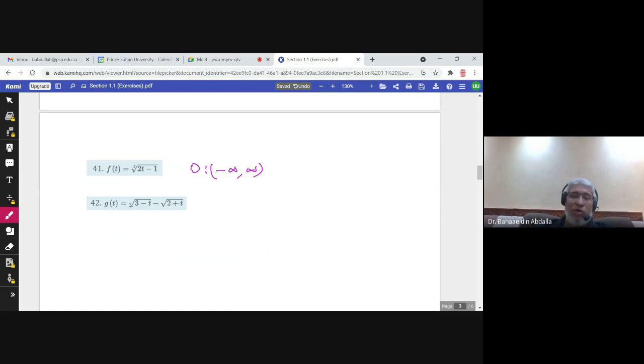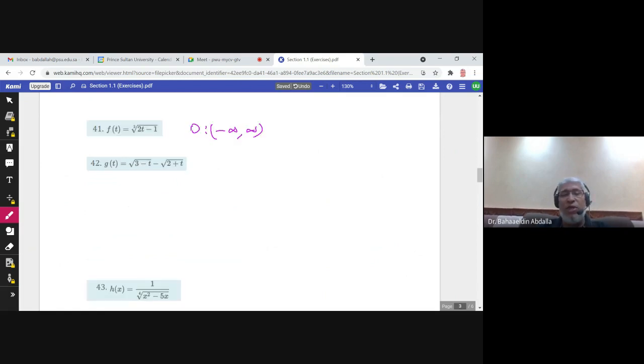Here we have a square root. For the square root, 3 minus t cannot be negative. It could be 0, but it cannot be negative. So it has to be greater than or equal to 0. This means that negative t is greater than or equal to negative 3. And then if you multiply by a negative sign, you have to change the direction. So t is less than or equal to 3. Okay. So this is the first condition.